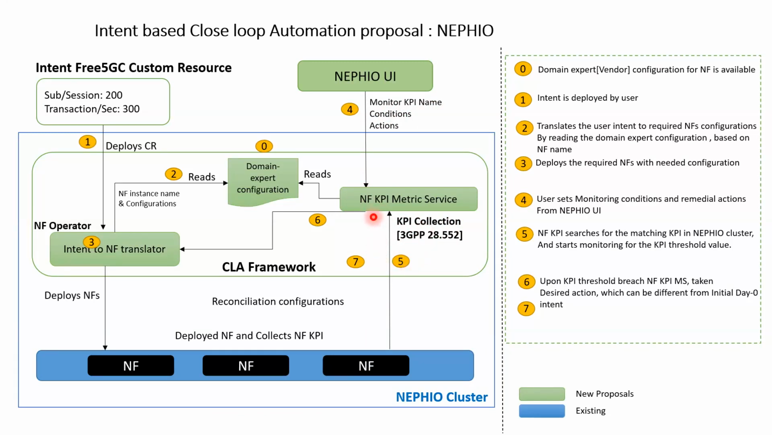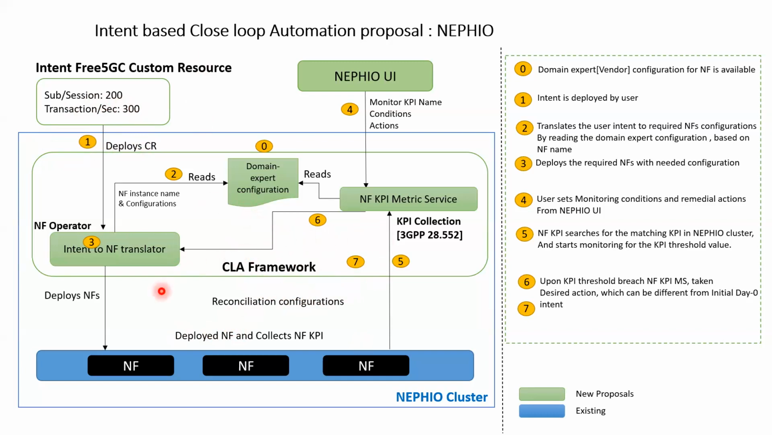Okay, so what we try to do is that once those KPIs are available, the metric service again reads those domain expert configuration and intent, and it will try to match the current KPI status, not whether the NF is up or down, but actually the KPIs. We thought we can get those KPIs, and we will have a way to get it. If we get it, we will match with the domain expert configuration and correlate that. Initially in day zero we were able to achieve the 200 subscribers and those transactions, but now it is not as per the requirement.